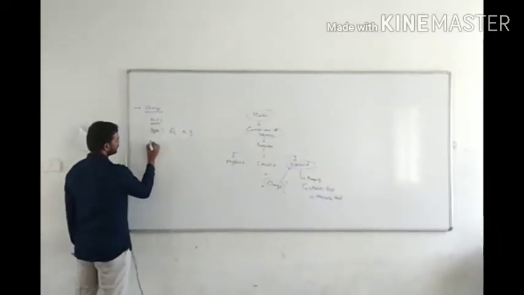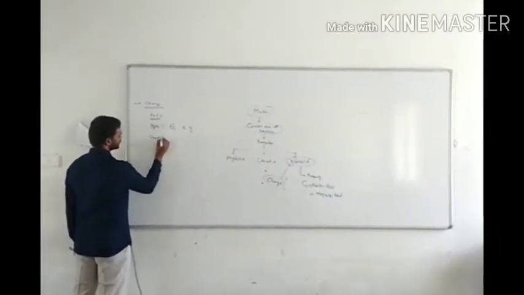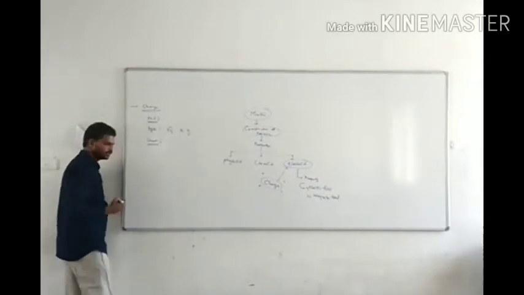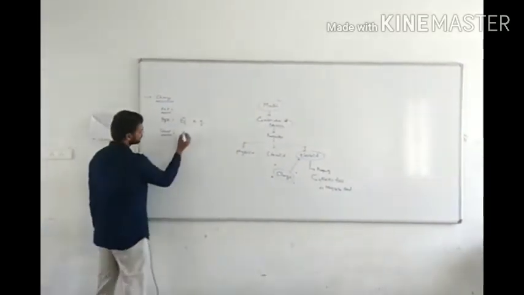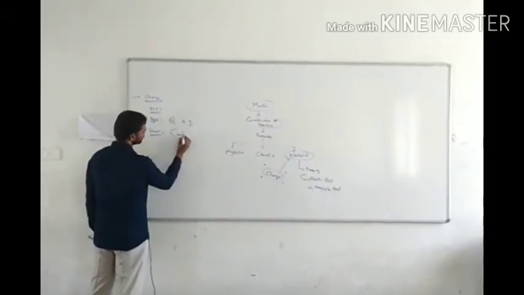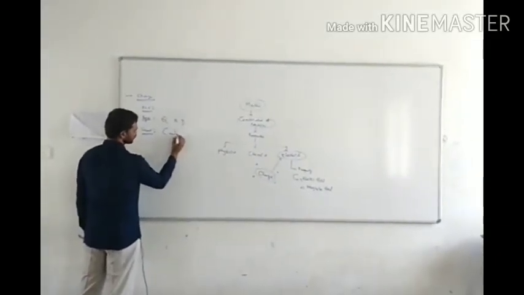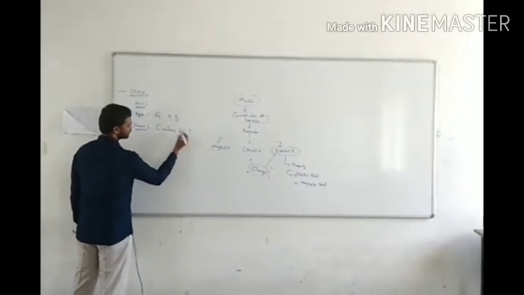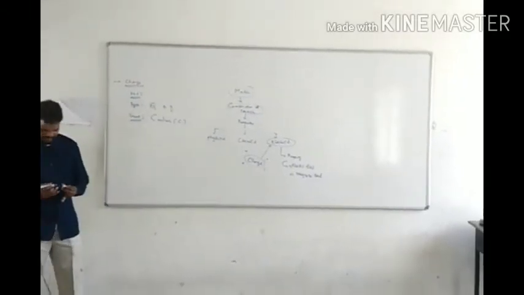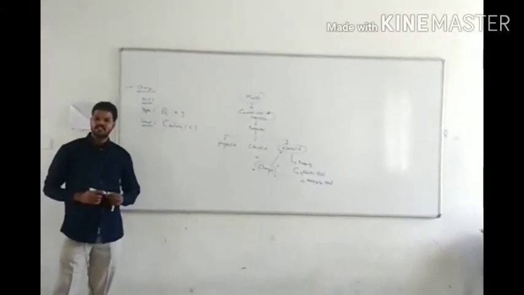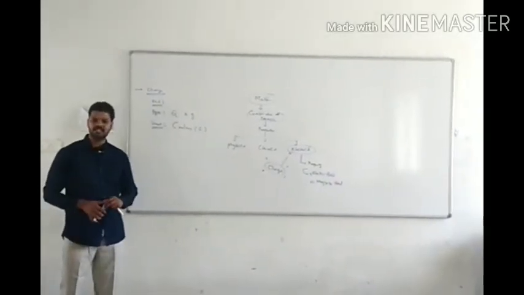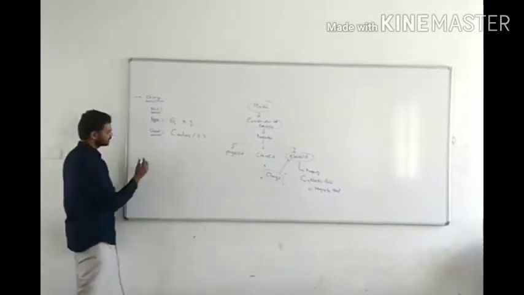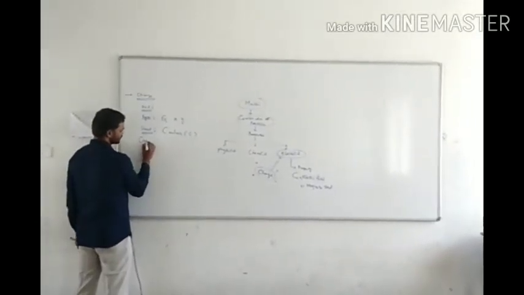And in physics, we know that every physical quantity has its own unit. Then what is the unit of the charge? The unit of the charge is coulomb. The symbol is C. Here, the coulomb is the bigger unit, so instead of the bigger unit, we are using a smaller unit. What is the conversion?